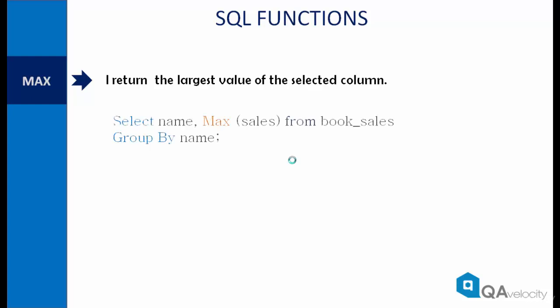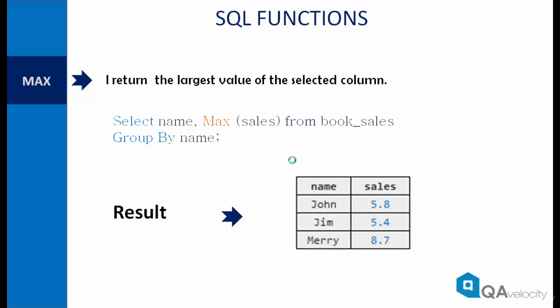Select name of employee, maximum sales from book_sales table, and the result should be grouped by name. While using functions in your queries, please remember to keep your column name in small brackets after the function name. It's like a parameter passed into a function. So the result would be the maximum value of each person.